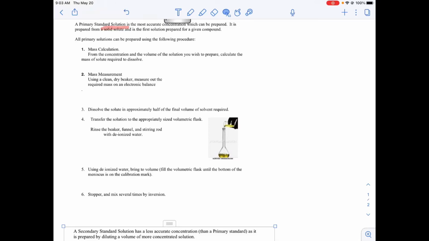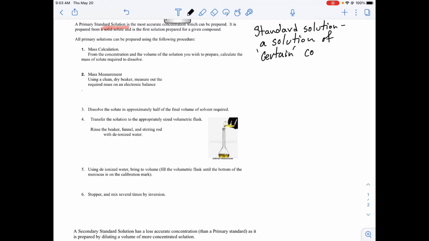In this video, we're going to go over the difference between primary and secondary standard solutions. So there's a term here that we've got: standard solution. A standard solution is a solution of very certain concentration, so we really know what its concentration is with high certainty. We want this to be a solution that has been made so that we know exactly what its concentration should be.